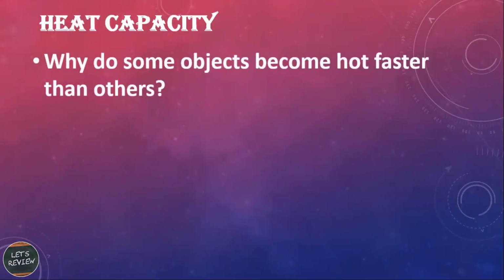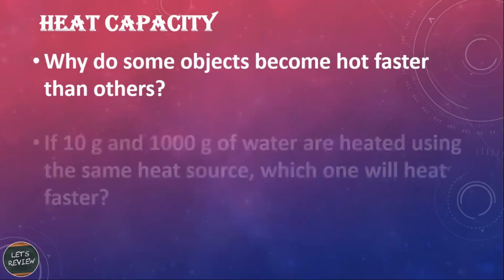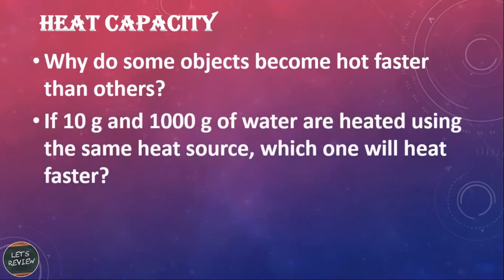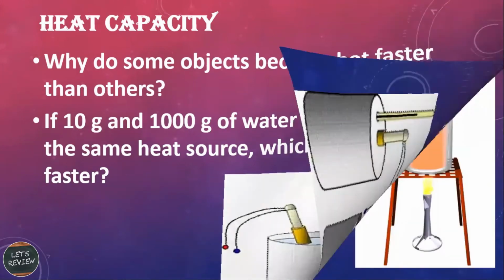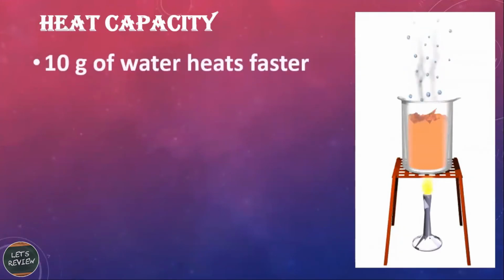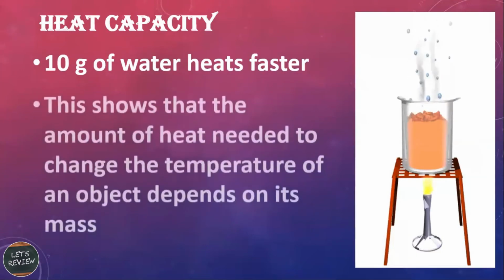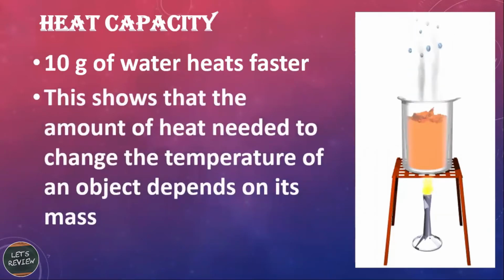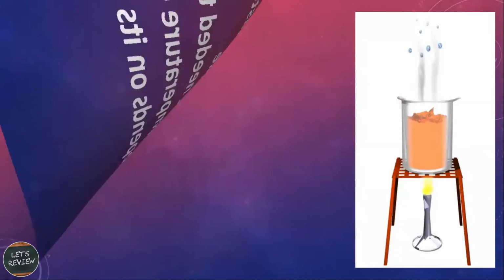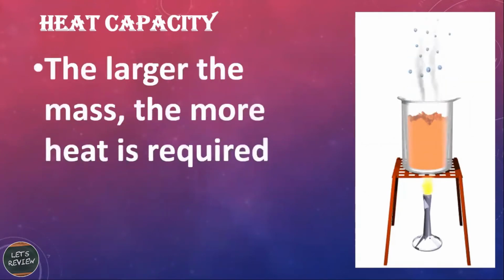So now, why do some objects become hot faster than others? If 10 grams and 1000 grams of water are heated using the same heat source, which one will heat faster? You are correct. It is the 10 grams of water. This shows that the amount of heat needed to change the temperature of an object always depends on its mass. Meaning, the larger the mass, the more heat is required.